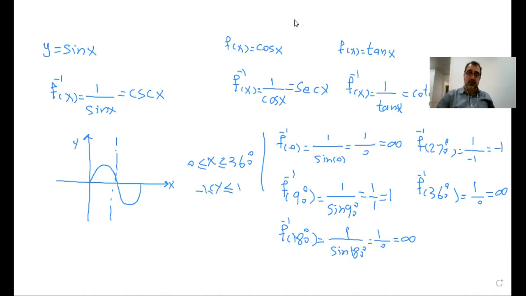I'm going to use another color for this, and then I'm going to leave you to graph f inverse of x for secant x and cotangent x. Then it's going to be like this. The function.